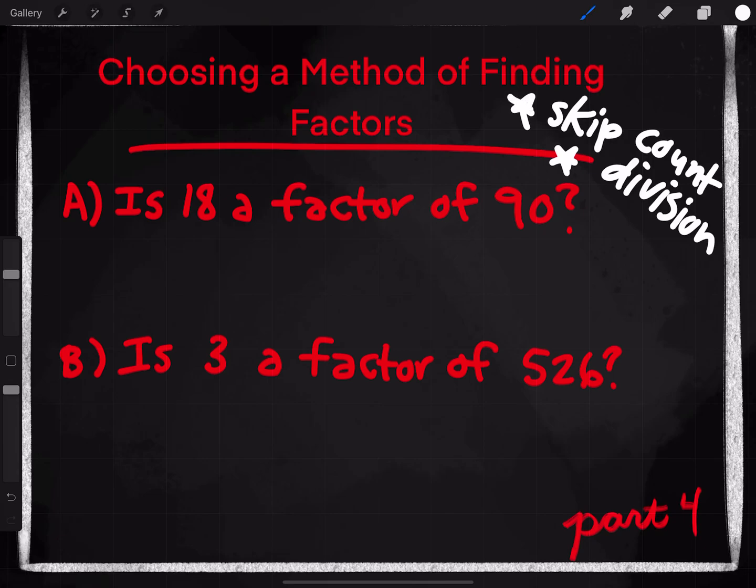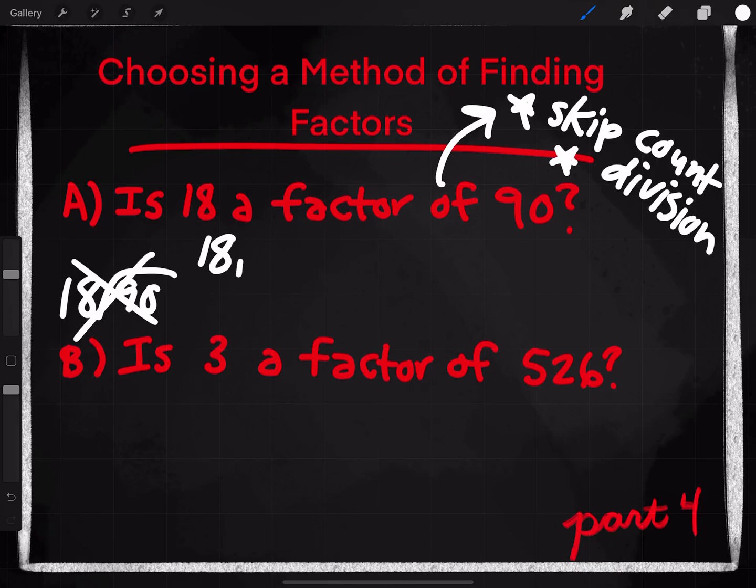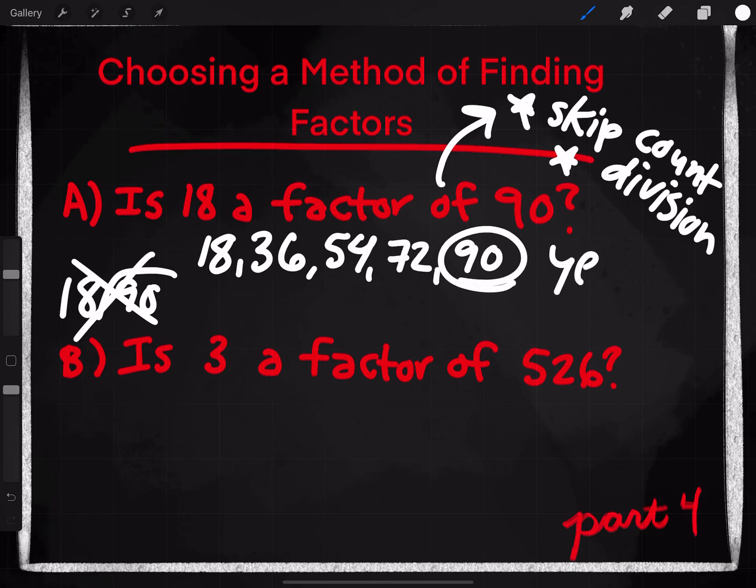In this case, I recommend using skip counting because it is kind of annoying to do long division with 90 divided by 18. So that's why I'm not going to do it. Instead, I'm going to skip count. So if I'm skip counting by 18, 18, 36, 54, 72, 90. Oh, yes, 18 is a factor of 90.